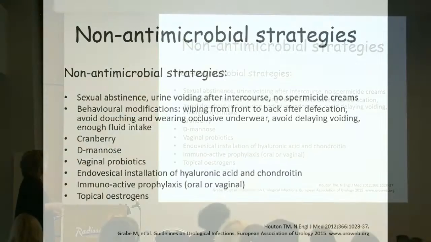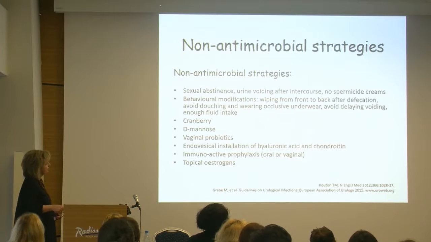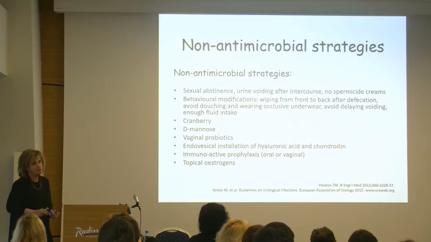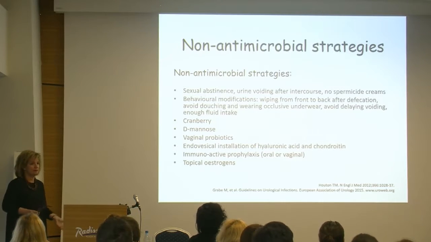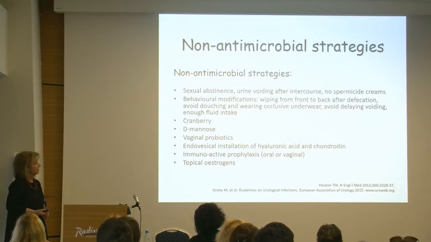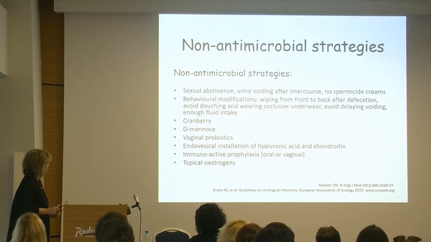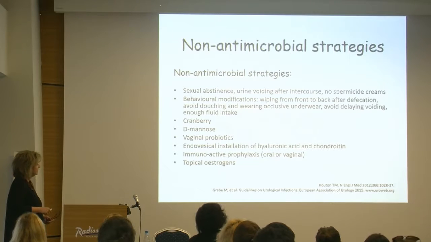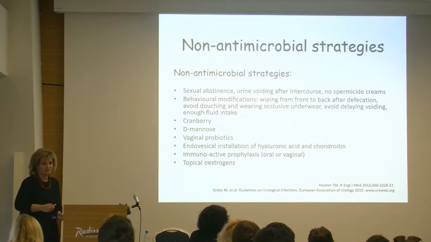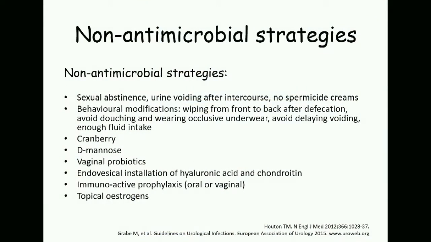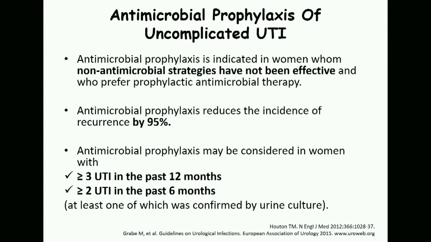Then behavior modification, all kinds of perhaps effective measures. Then cranberries. Cranberries looked promising in smaller studies, but afterwards it has unfortunately been shown that it is not so effective a method. Perhaps better is D-mannose. Then vaginal probiotics, again, not really promising. Then also endovesical instillation of hyaluronic acid and chondroitin, also borderline. A little bit better is immunoactive prophylaxis, such as topical vaccination in a way, and then the topical estrogens also, I will show you later with another group of patients, they do have some effect.